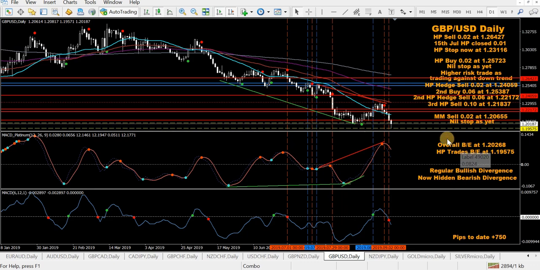Got my overall break-even level, which is that top yellow line, and that's my HP trades overall break-even level. If this looks like it's going to continue down, I might run it down a bit. If it looks like it's going to get a bit messy and there's big news coming out from the UK, I'll try and close all those trades and just get out at break-even, and I'll start afresh.